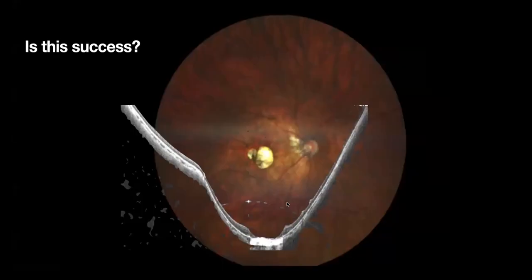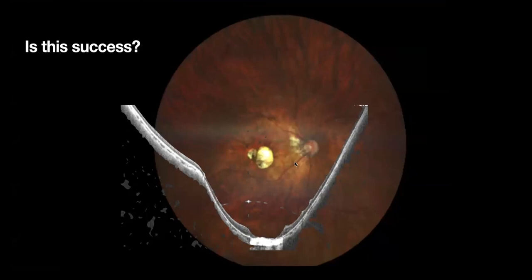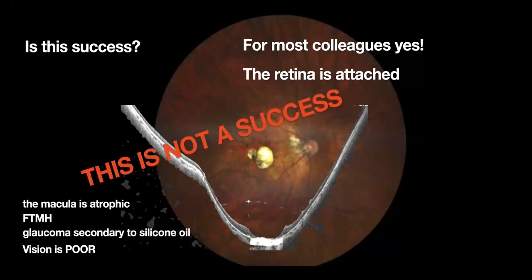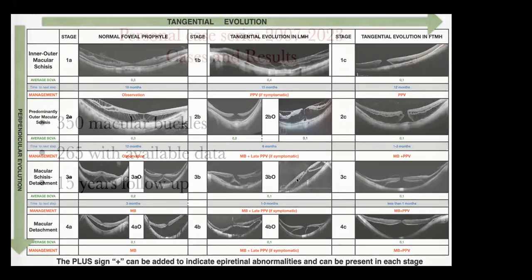And is this considered a success? Do you think this a success because the retina is attached? Yes, it is attached, but this is not a success because the patient cannot see. There is a full thickness macular hole with a macular atrophy. He had glaucoma because the colleague used the silicone oil. And so this is not a success. We need to treat the detachment with the buckle.